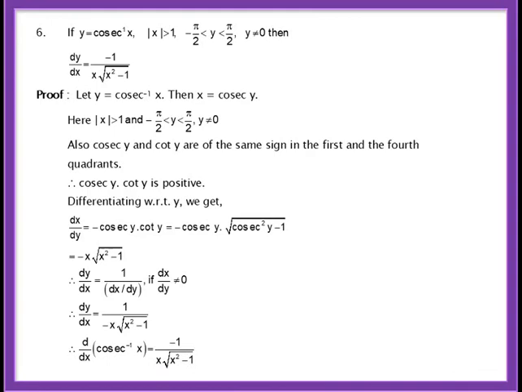Let y be cosec inverse x. Then what is x? Cosec y. What is the derivative of cosec y? Minus cosec y into cot y. Also, cosec y and cot y are of the same sign in first and fourth quadrant. See why I am saying first and fourth? See, minus pi by 2 to pi by 2. Angle measured in anti-clockwise sense is negative. So 0 to minus 90 means fourth quadrant and 0 to 90 means first quadrant. Now, dx dy is minus cosec y cot y.